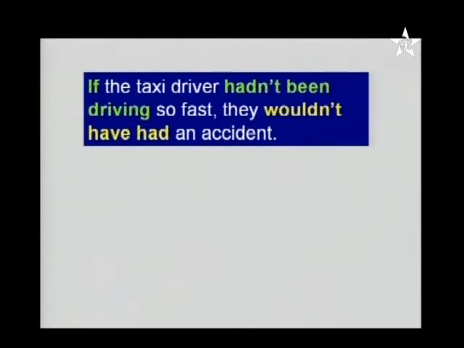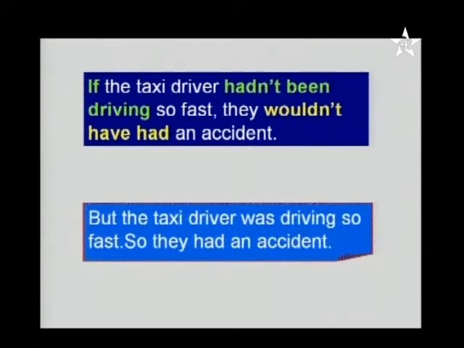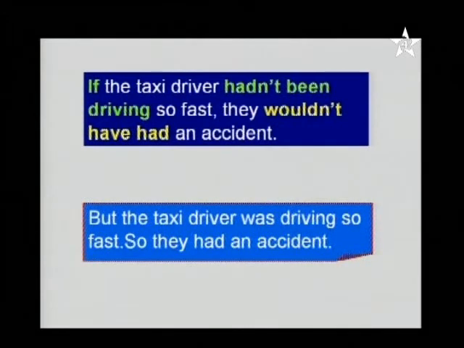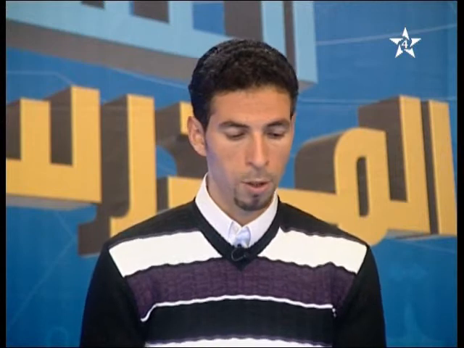Another sentence would be, if the taxi driver hadn't been driving so fast, they wouldn't have had an accident. What do you understand from this sentence? What we understand is the taxi driver was driving so fast, so they had an accident. So they did have an accident. It took place. I mean, no way to change it.